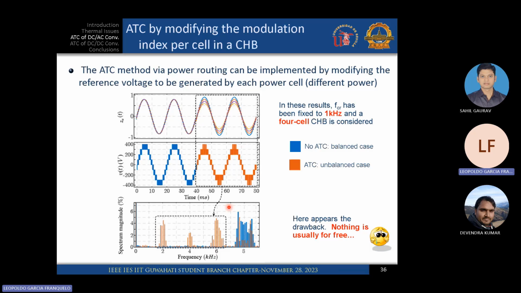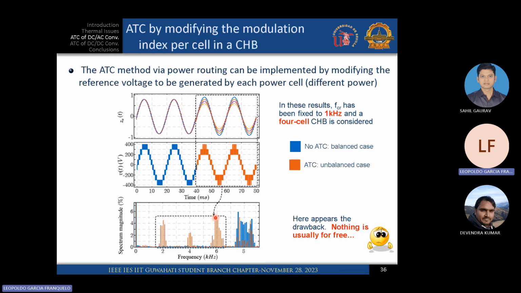And what happened here? In the blue, in the balance, there is no harmonic until around the 8 kilohertz. This is very good because it's balanced, so all these disappear. But unfortunately, when we apply something different, there is a lot of harmonic here. So we solve one problem, that is the lifetime extension, but we will pay a lot for the filter.